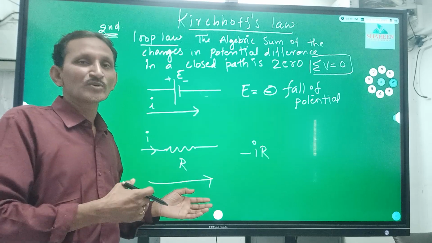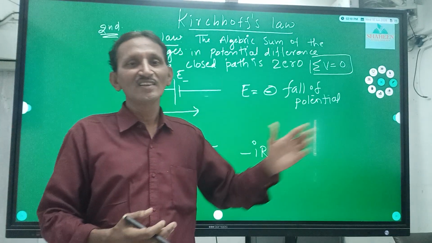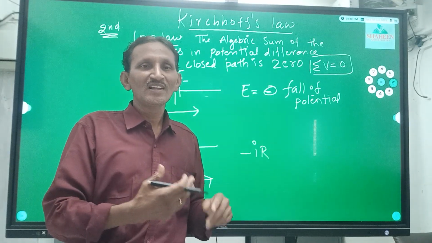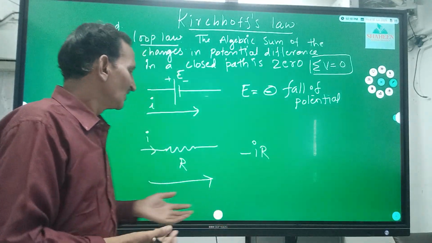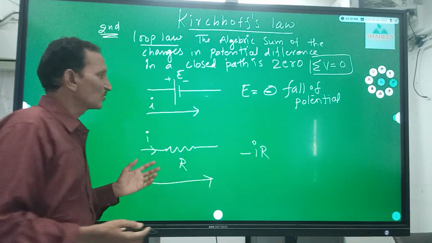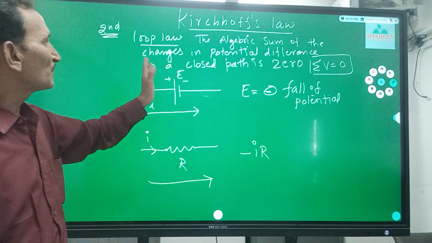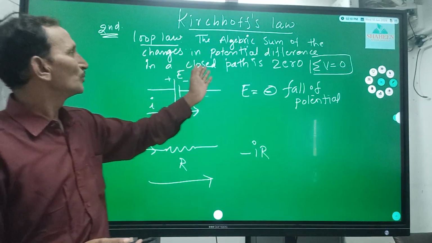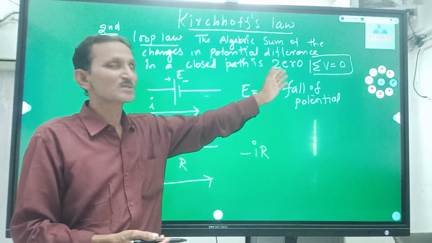When the direction of the current and your path are in the same direction, then automatically you take negative. It is as if you and your friend are both walking in a straight direction. So in this way we are going to consider that the algebraic sum of the changes in the potential difference in a closed path or a closed loop must always be 0.